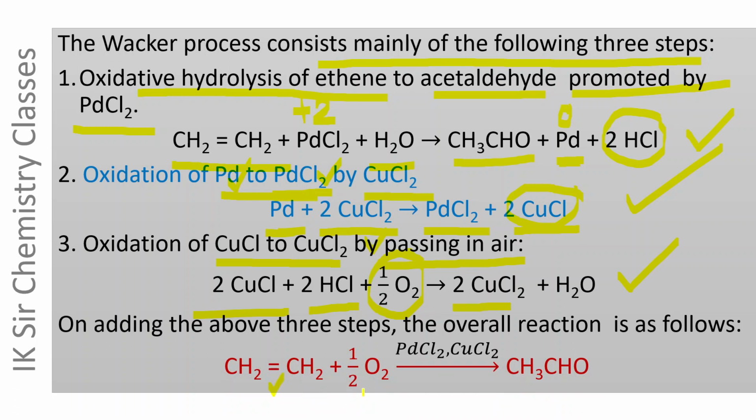Ethylene reacts with O2 in dilute HCl in the presence of PdCl2 and CuCl2, forming acetaldehyde. The overall reaction is very simple, and these two species act as catalyst because they take part in chemical reaction and are reproduced at the end of catalytic cycle.